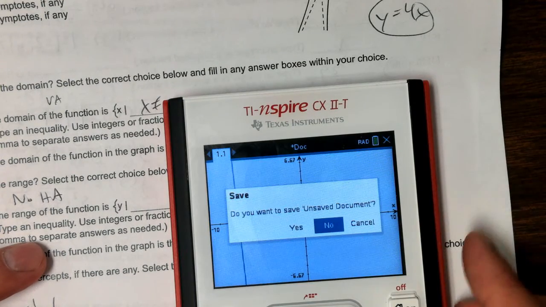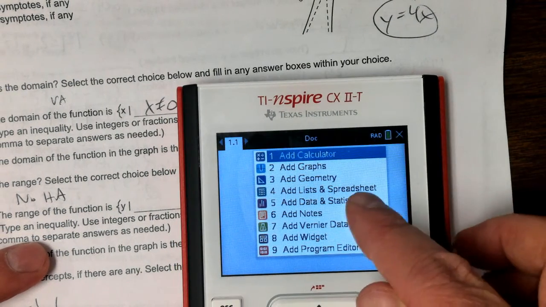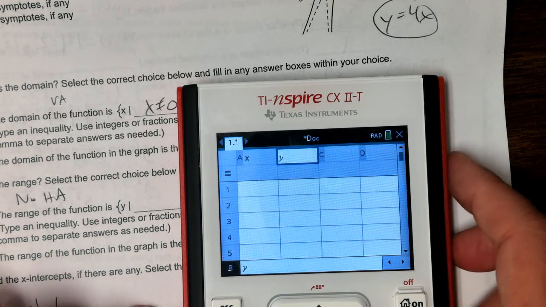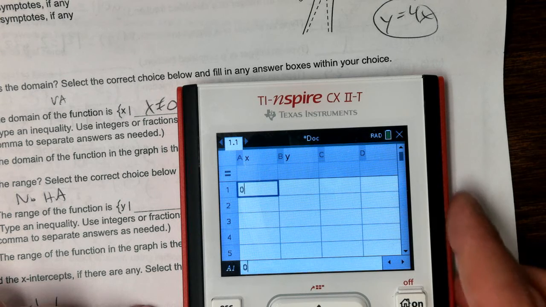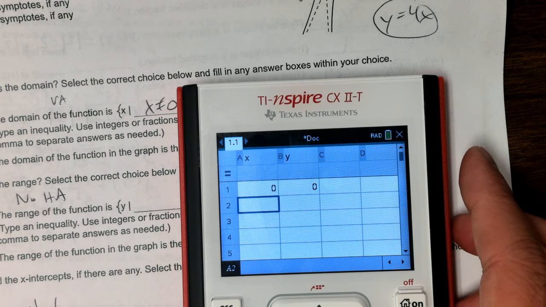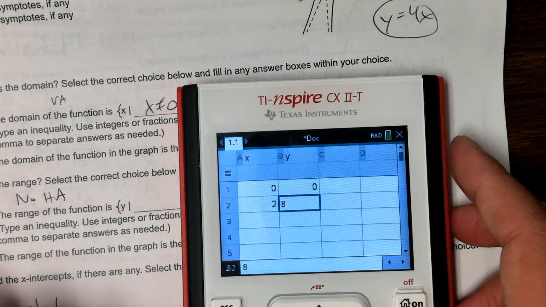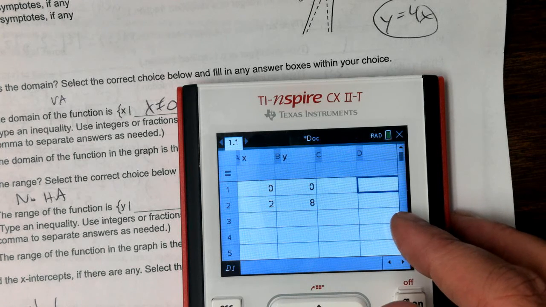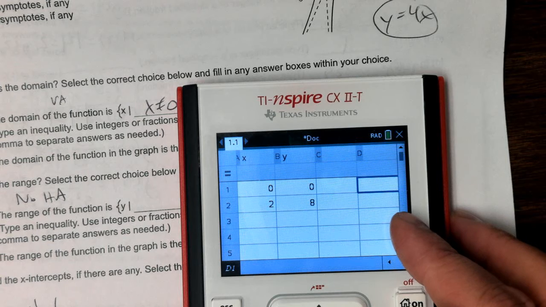This is how I teach some other classes how to do these with list and spreadsheet. Put X here, put Y here, then you put your ordered pair, and the other one was 2 and 8. Don't you have to have at least 3 points for that? No, 2 works. Any 2 points make a line. That's okay.